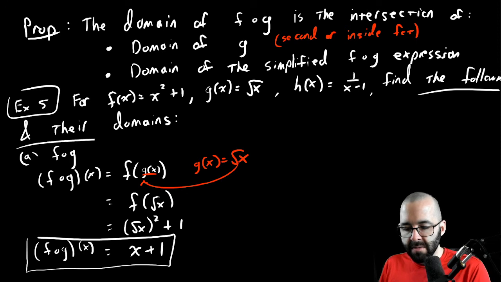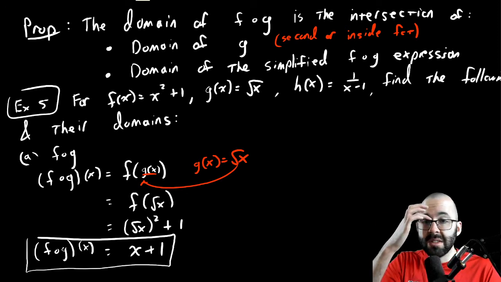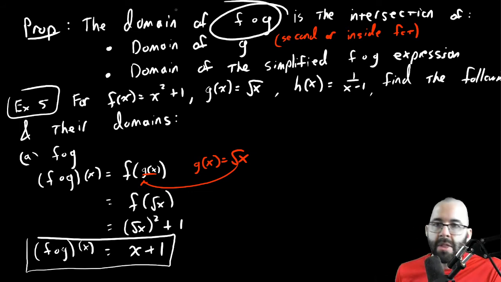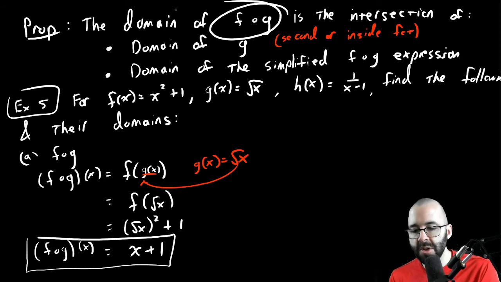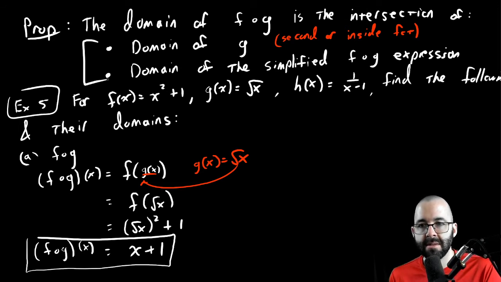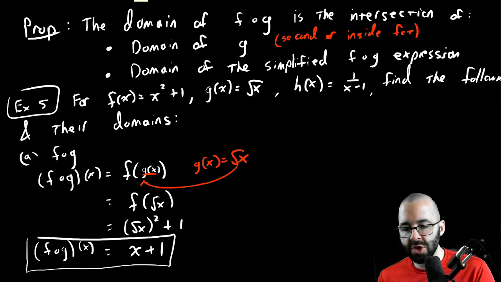Find the following and their domains. So this is the function. So what's the domain of function composition? The domain of f of g is the intersection of two domains. So we just have to look at two domains and see what they have in common. Well, let's look at the domain of g.